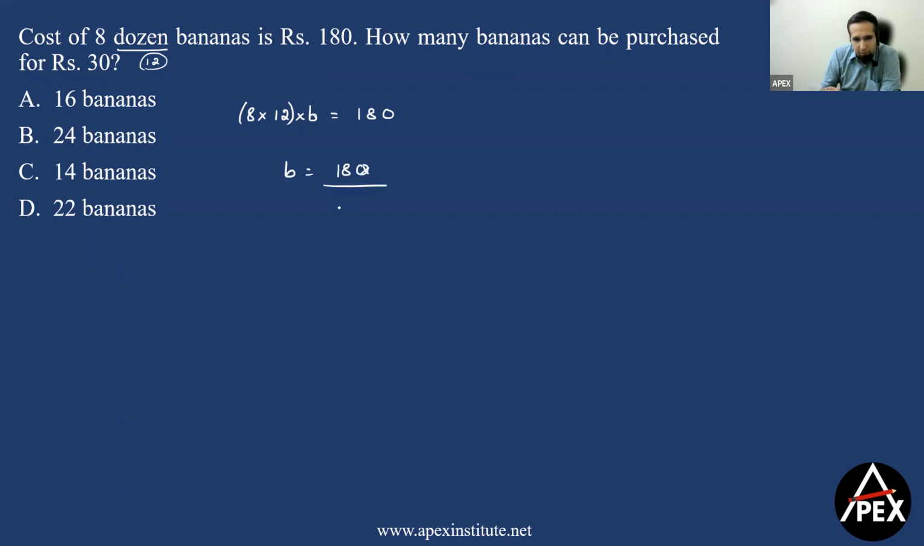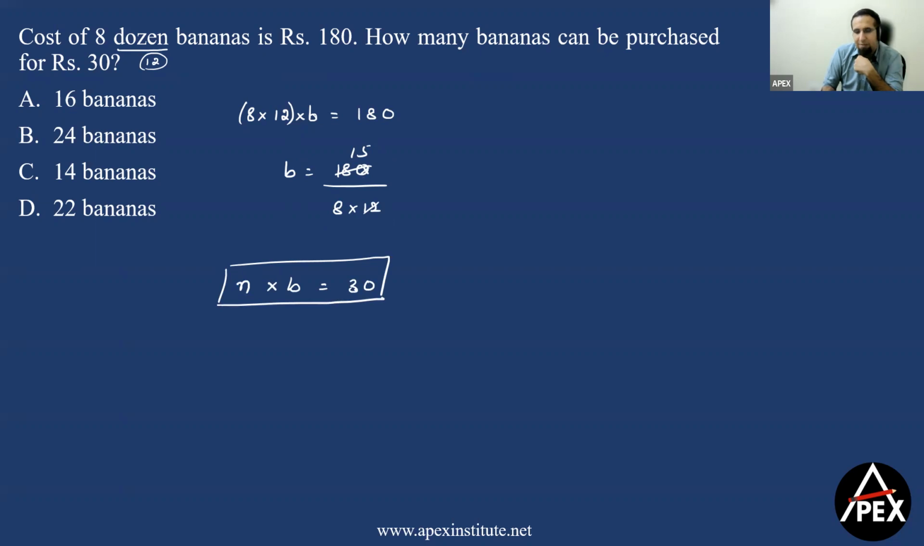180 divided by 8 into 12. So 12 15s are 15 by 8 is the value. This is the cost of 1 banana, okay? Now the basic method says, I do not know how many bananas can be purchased. Cost of 1 banana into B should be equal to 30 rupees.